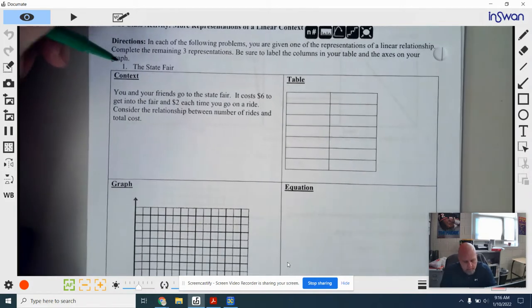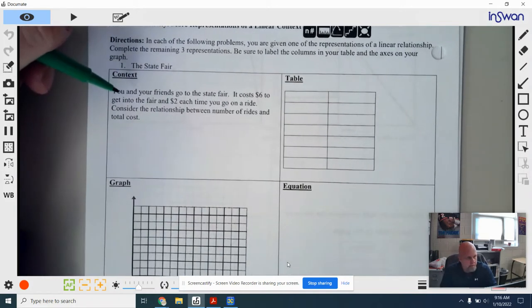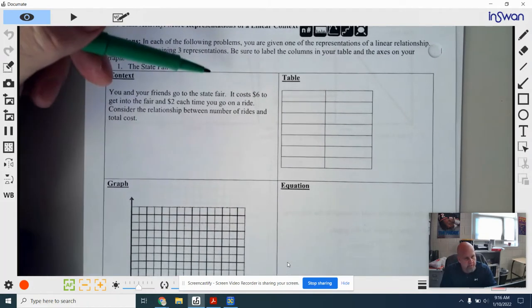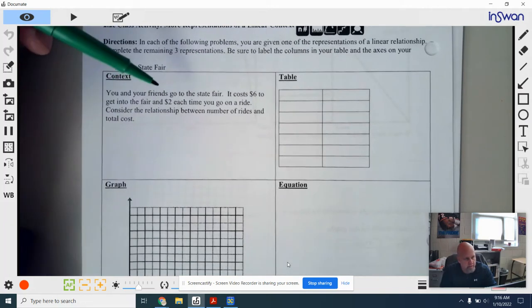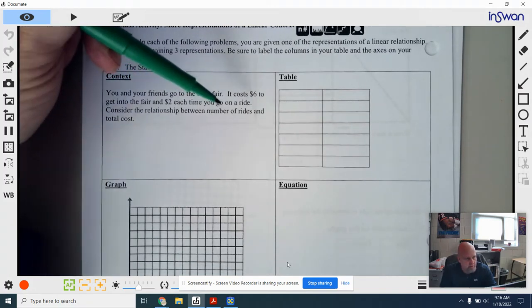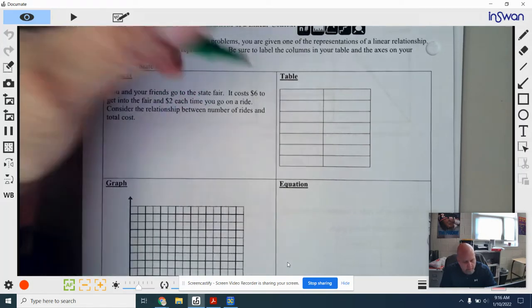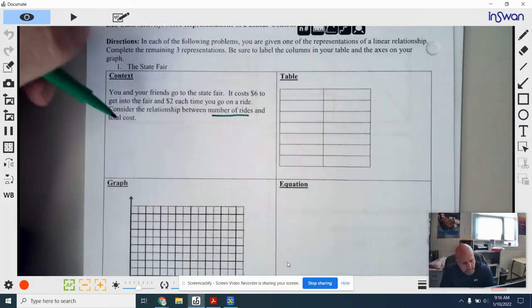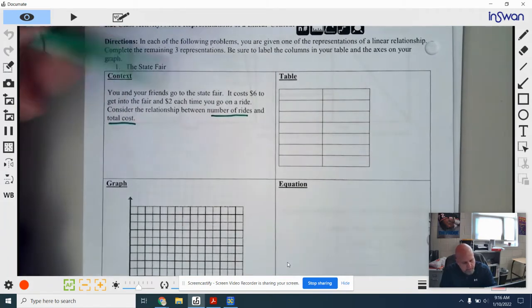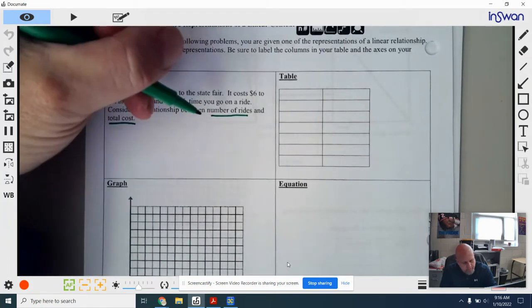First off, it says this problem is about a state fair. You and your friends go to the state fair. It costs $6 to get into the fair and $2 for each time you go on a ride. Consider the relationship between the number of rides and total cost. So that's our two pieces there.